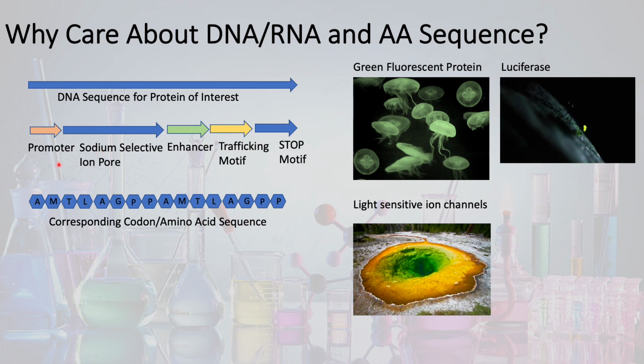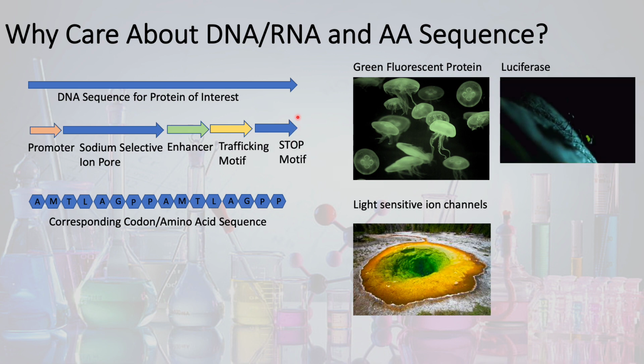For this purpose, let's discuss them as motifs rather than domains, right? So there are small sections of this single gene where there's a promoter section, right? So this helps promote the expression or translation or transcription of this gene. This stretch of DNA nucleotides codes for a sodium selective ion pore. Maybe this section of DNA codes for an enhancer element. Maybe this section codes for a trafficking motif, right? So a specific section of DNA that will help our protein of interest be deposited into the transmembrane space rather than in the cytosol. And then most genes have a stop motif, right?